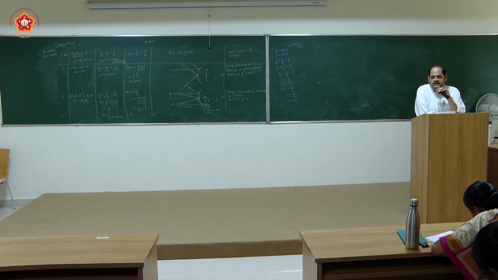You can calculate that. U is equal to plus 4. Yes. But that object will be called a virtual object. And for that virtual object, you are trying to find out the image. Okay?